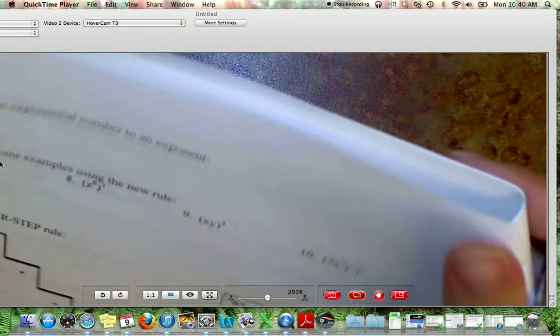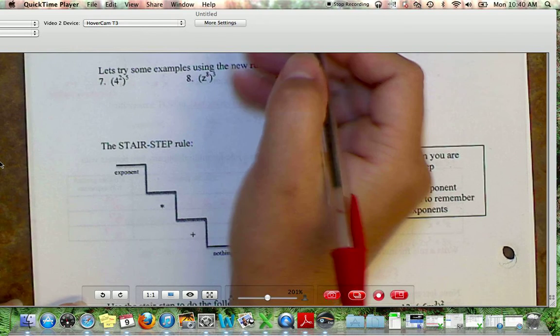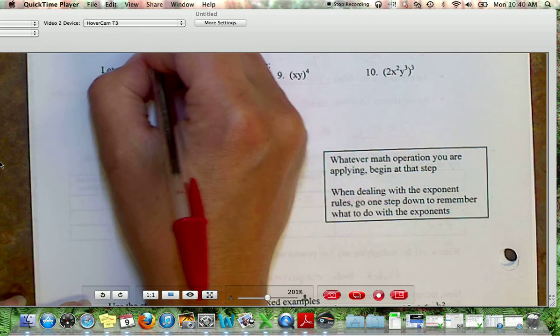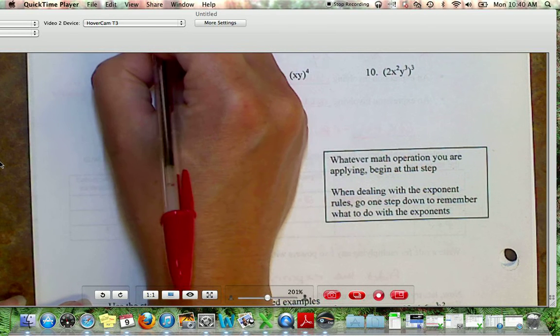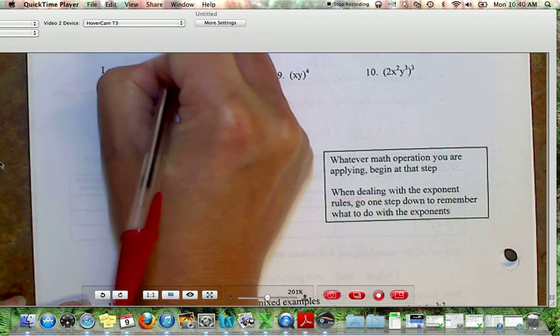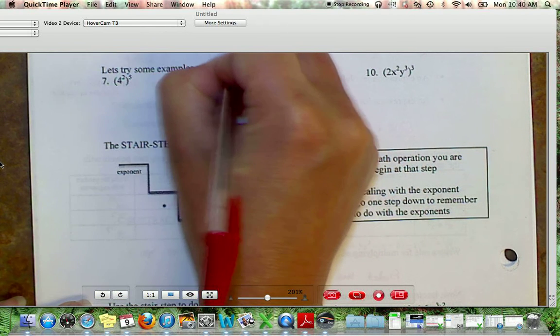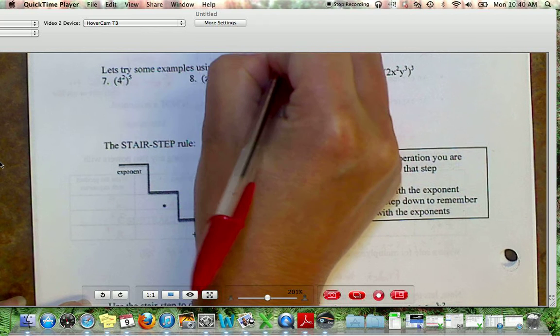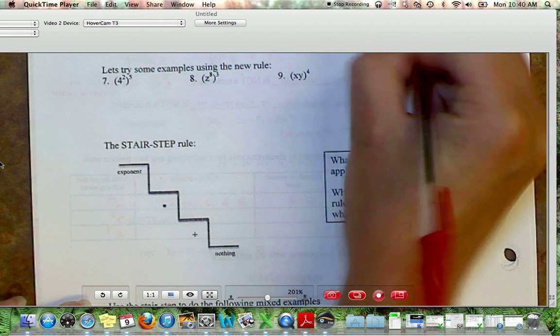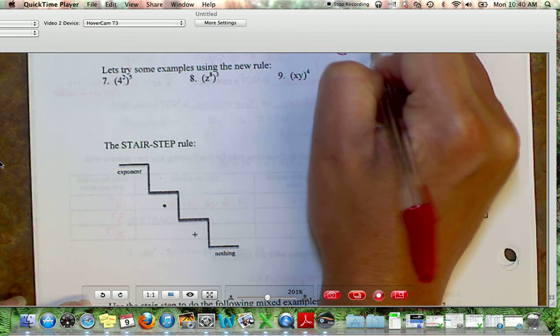And so on the back side, to raise an exponential number to an exponent, to raise a monomial, that's the other thing we could write here. We just distribute the exponent to each base. And when we do that, we multiply.